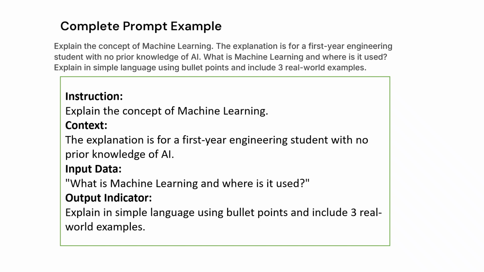So we can see that the instruction is: explain the concept of machine learning. The context which is provided is: explained for a first year engineering student who has no prior knowledge of AI. The input data, that is what we need to understand, in this case, is: what is machine learning and where it is used. And the output indicator is what format we want the output in.